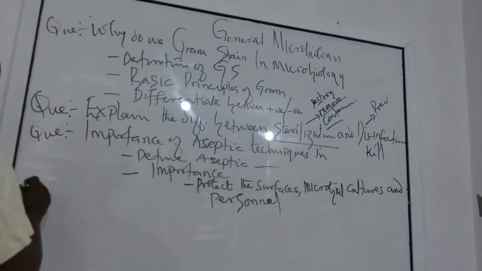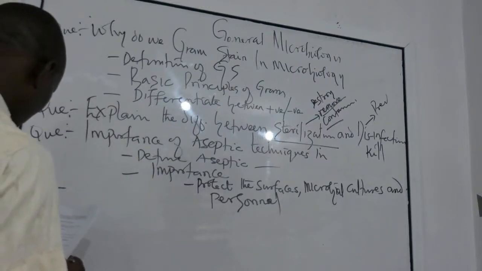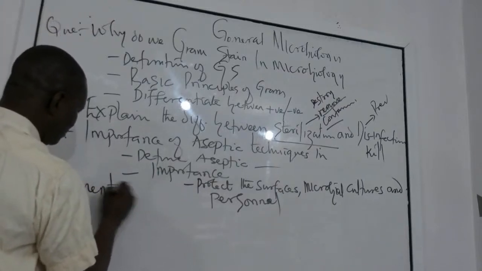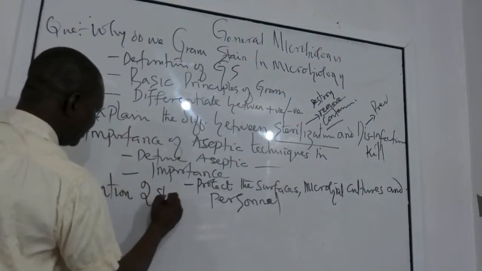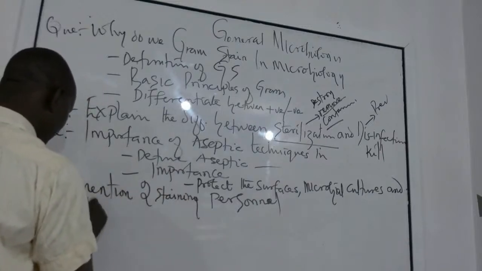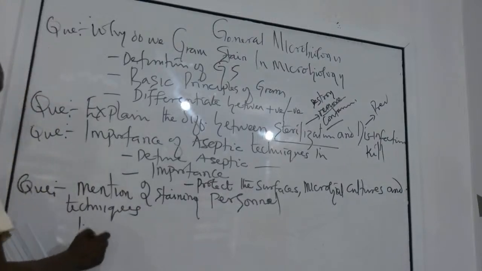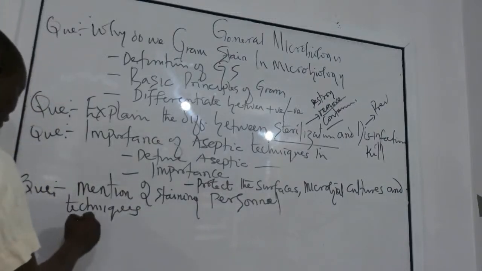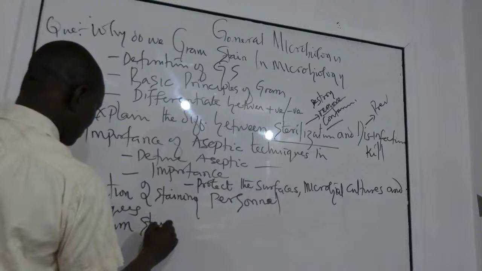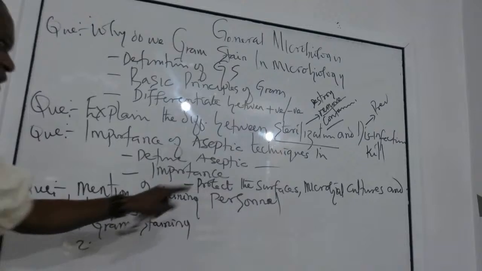Okay, so another question is to mention two staining techniques and their importance. At this point, I'm very sure that the first thing you will do is to mention gram staining, which stains the cell wall. That one targets the cell wall.